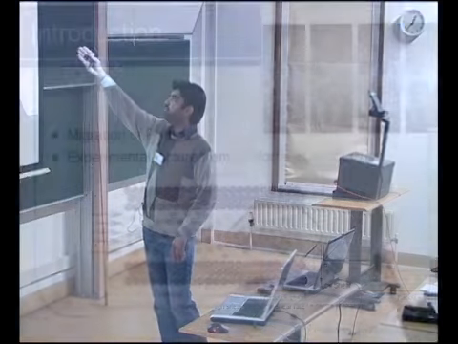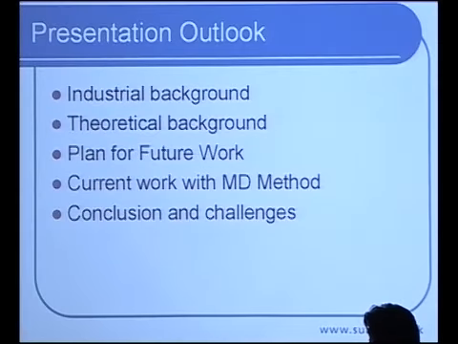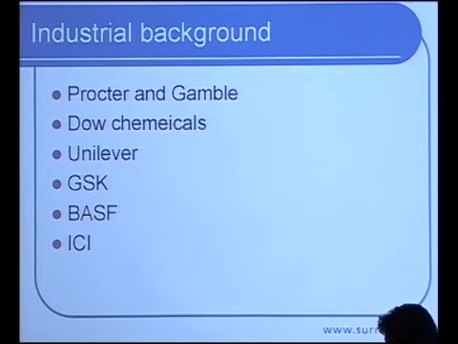He gave these examples and shows the flow rate, as the flow rate is higher, for example here is 0.125, 0.25, 0.5 and 1. So it shows the migration of particles, where these particles are solid particles. My presentation outlook is like this: I will first present the industrial background and then the theoretical background and so on.